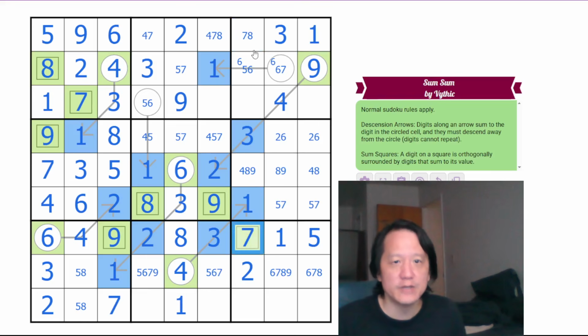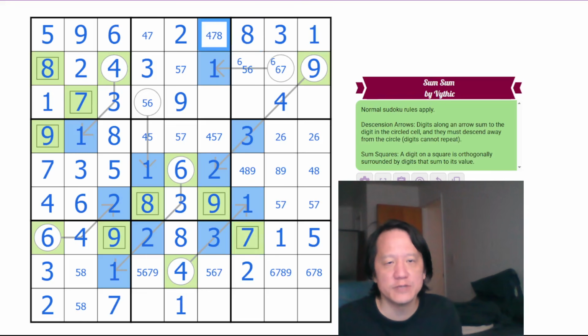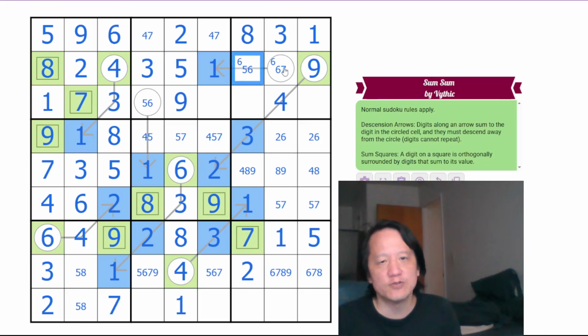And this 7 eliminates 7 here, so that's 8, which eliminates 8 in the rest of the row. We now have a 4-7 pair in this upper central box that eliminates 4 and 7 in the rest of the box, so no 7 here. It's 5, which makes this 6, which makes that 7 to add up to each other. So that's satisfied. 7 eliminates 7 here, so it's 5 and 7.